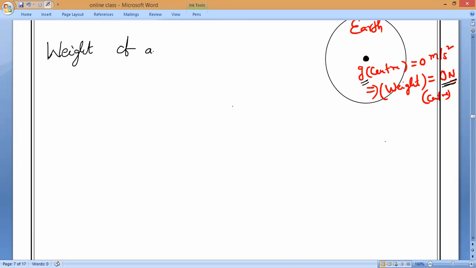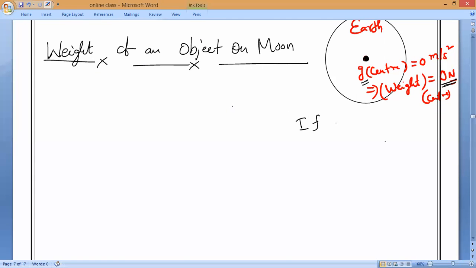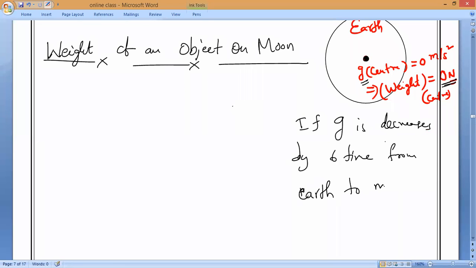Weight of an object on moon. So now this is very important. Observe, if gravity decreases by how many times? Decreases by 6 times. From where to where? From Earth to moon. Then weight also decreases by how many times, Hari? Weight also decreases by 6 times. So that is what you have to remember.